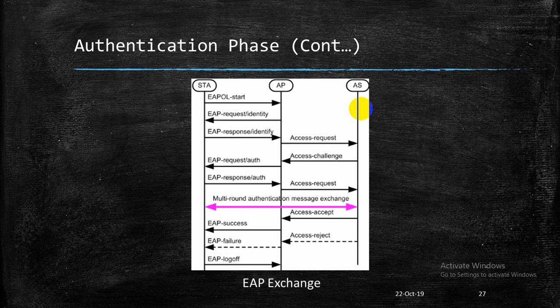In this multi-round authentication message exchange, it will generate as many rounds as indicated in its protocol. Like TLS, which basically uses a 20-round authentication message exchange, and if it fails, then the station will no longer access the authentication server.